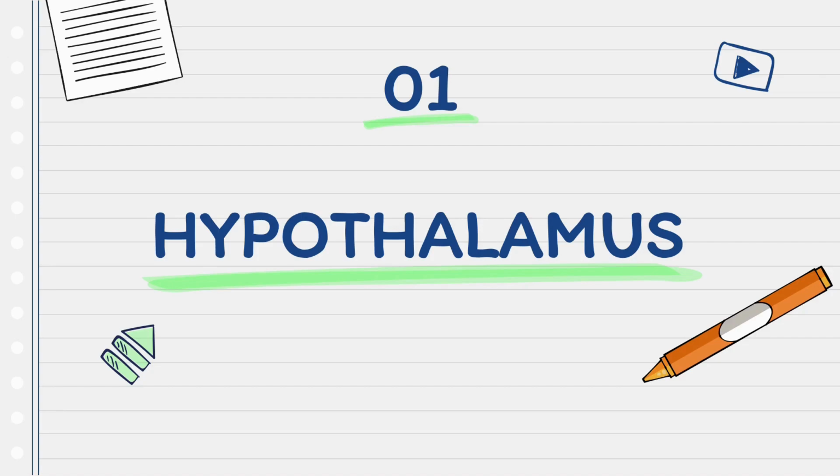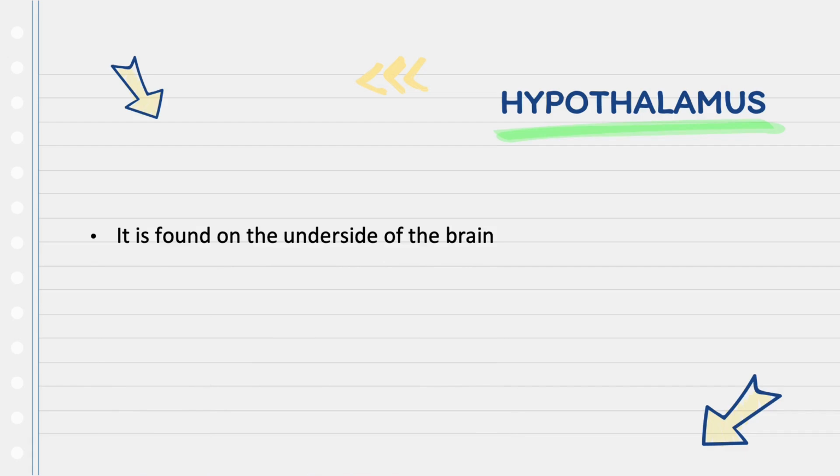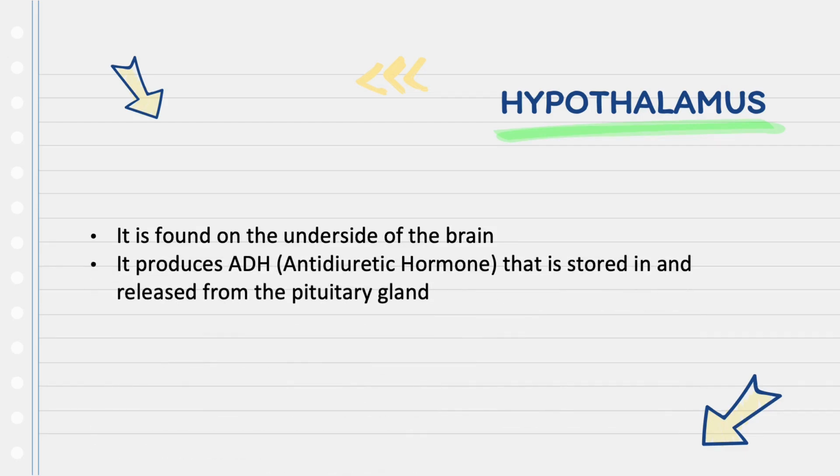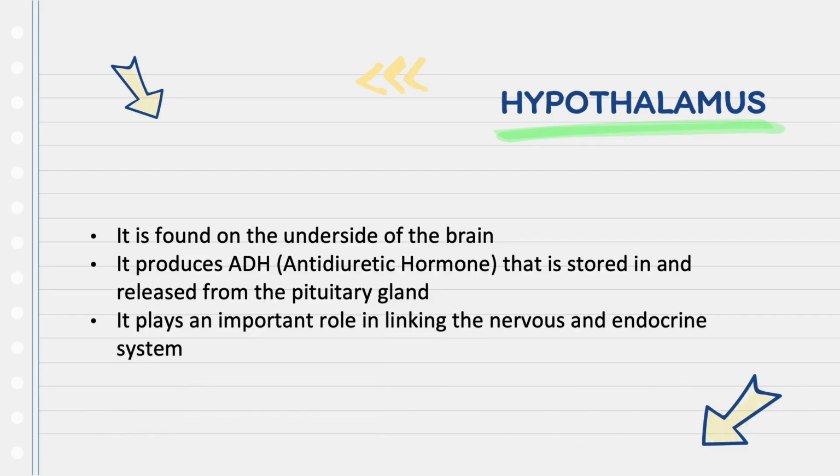Let us begin with the hypothalamus. The hypothalamus is found on the underside of the brain. It produces the hormone ADH, which is antidiuretic hormone, that is stored in and released from the pituitary gland. The hypothalamus plays an important role in linking the nervous and endocrine system.